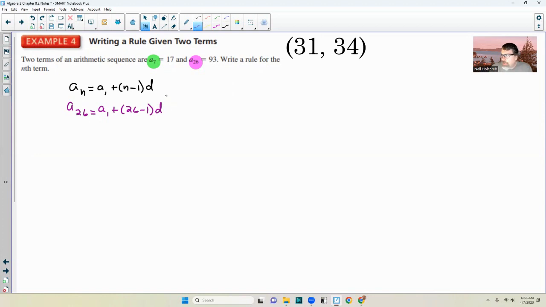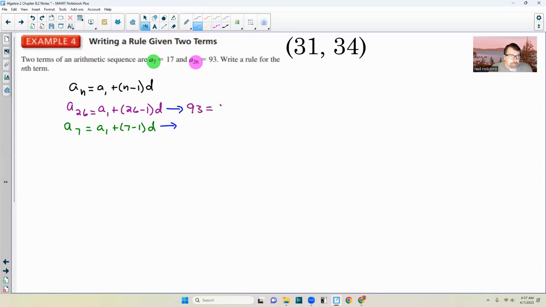And then I'm going to do the same thing for the second one, but it's going to be a sub 7 equals a sub 1 plus 7 minus 1 times d. Okay. And we were given values for this. So a sub 26 is 93. So now I'm going to switch over and plug in this 93. So this a sub 26 here becomes 93.